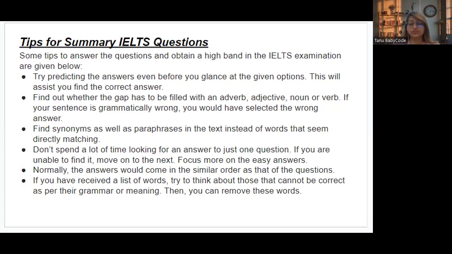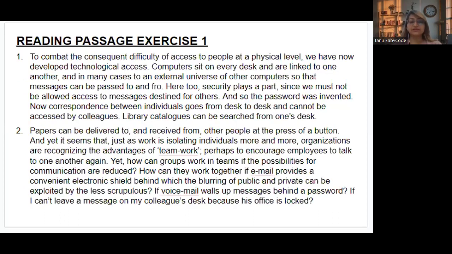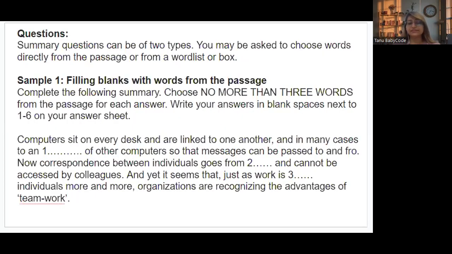So let's do this exercise. This is passage 1, exercise 1, and these are the summary questions. So summary questions, as I told you, are of two types. The first one is that you have to select answers directly from the passage. So in this, you have to write no more than 3 words. So quickly skim the paragraph, and the questions first.